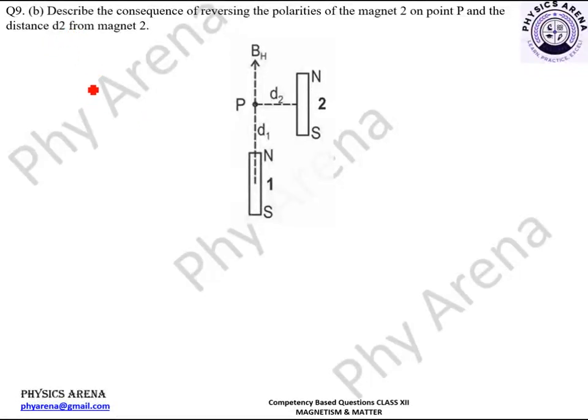Let's solve part B as well. Describe the consequence of reversing the polarities of magnet 2 on point P and the distance d2 from magnet 2. So if we replace the magnet in such a way that this point is S and this becomes N, we have changed the polarities now. So now the magnetic field B2 created by magnet 2 will always be in the upward direction. So at the equatorial point, it will be from north to south, opposite to that of the magnetic moment. So all the three fields B1, BH and B2 are in the same direction.